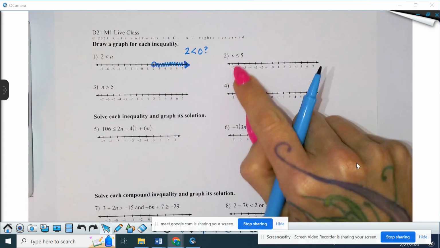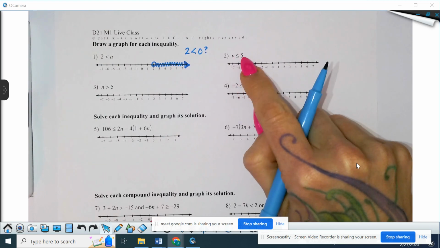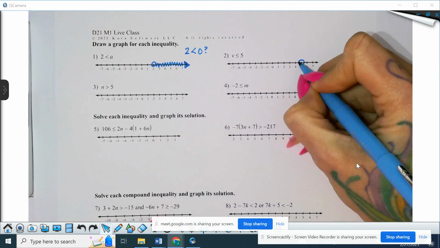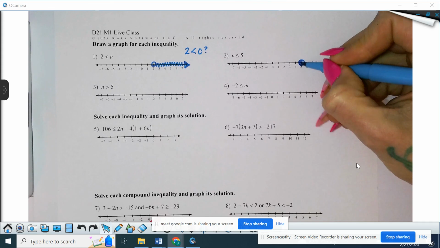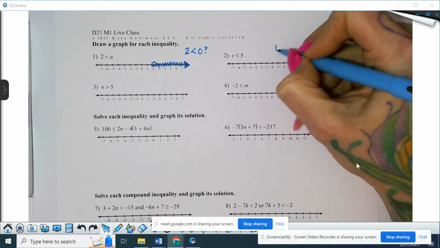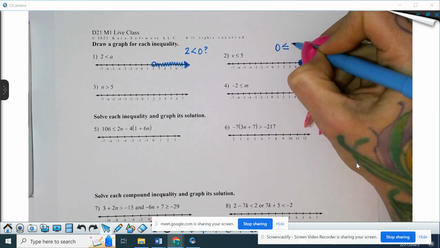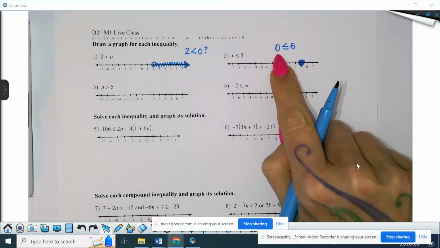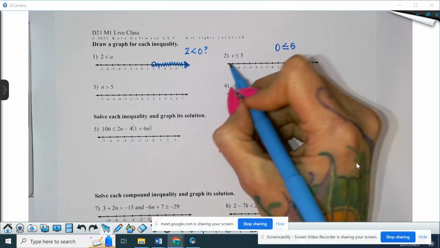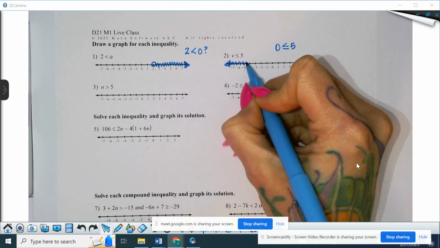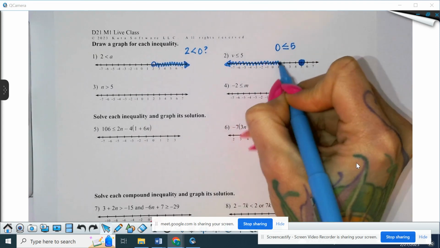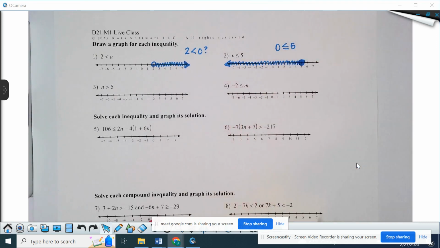So V is less than or equal to 5. So we're going to go to 5. It says less than or equal to, so we're going to color that in. And then we're going to do a test point. Is 0 less than or equal to 5? In this case, 0 is less than 5. So that means we'll shade in the direction that 0 is, because it is true. And it's that entire line.